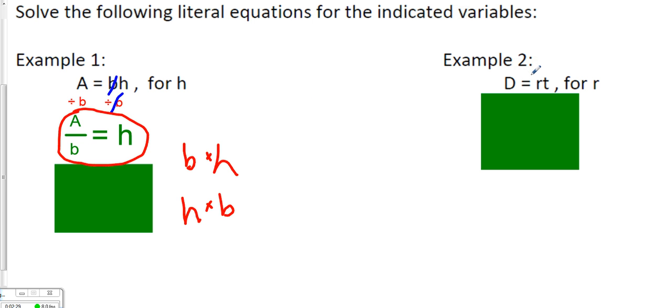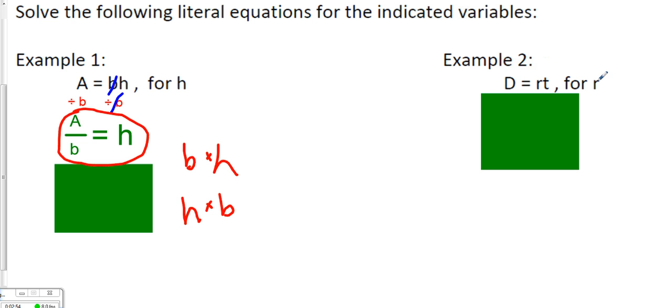Example 2 is very, very similar. It's r times t equals d. Now this is a formula for distance. Distance equals rate times time. So however fast you are going, your speed, times the time, that'll tell you the distance you go. So if you're going 60 miles an hour for 3 hours, you would do 60 times 3 to get 180 miles traveled. So this is the distance formula.